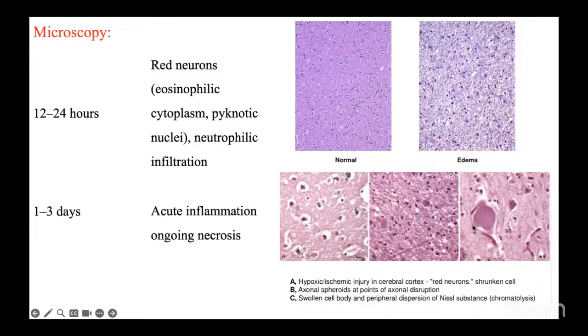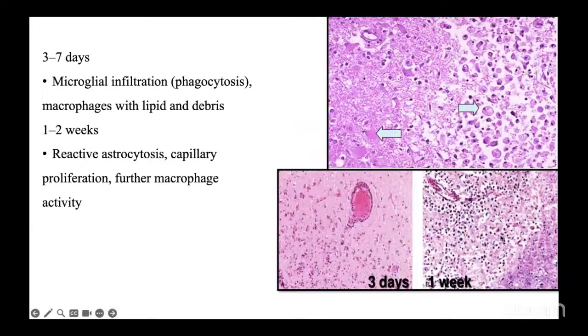What changes occur? In 12 to 24 hours, there will be red neurons. These are the red neurons which have eosinophilic cytoplasm and pyknotic nuclei, as we can see here. And there will definitely also be some inflammation. And since it is acute, only 12 to 24 hours, we'll see many neutrophils here. And in the next 1 to 3 days, there will be acute inflammation and ongoing necrosis here.